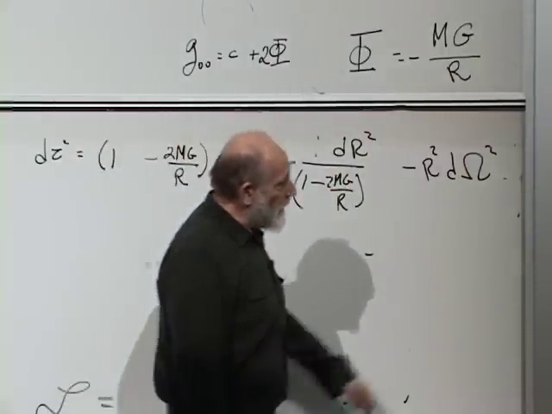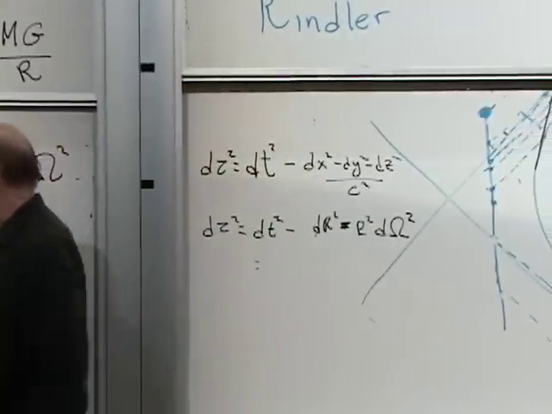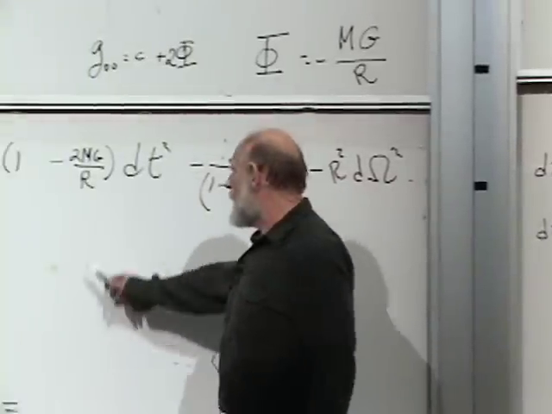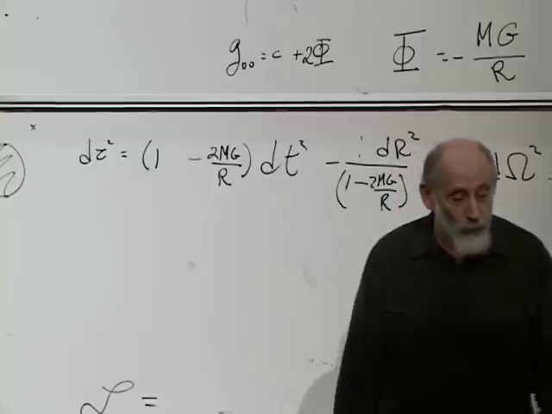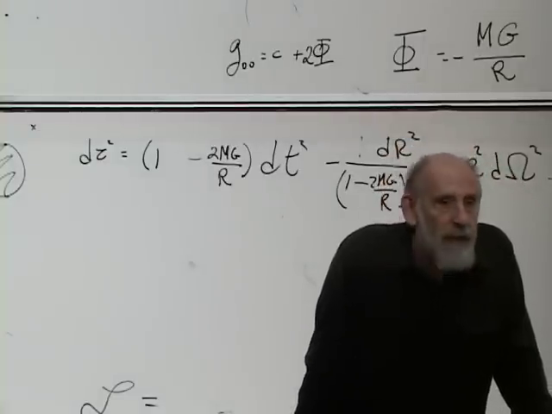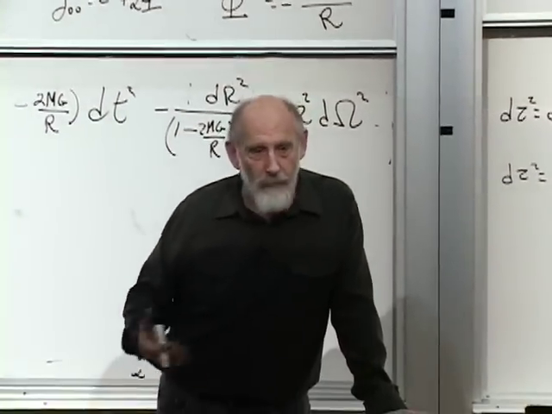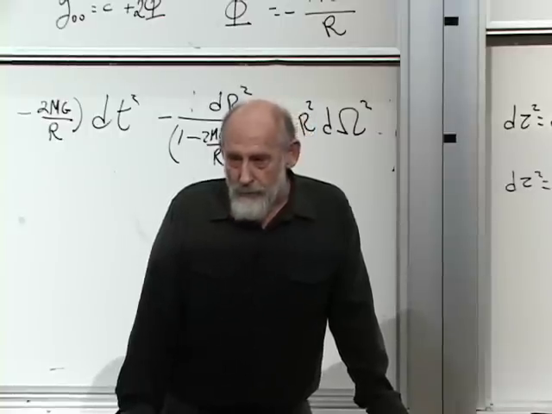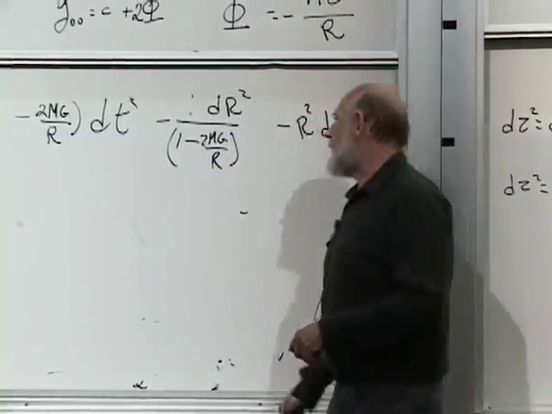So it goes right over to this formula here, but there are 2 corrections, 1 in the dt squared and 1 in the dr squared. They're identical, except 1 occurs in the denominator and 1 occurs in the numerator. That is not an accident, but it's not something I can easily explain without spending some time going through the equations. But it's good enough. We don't really need to. This is a nice structure.